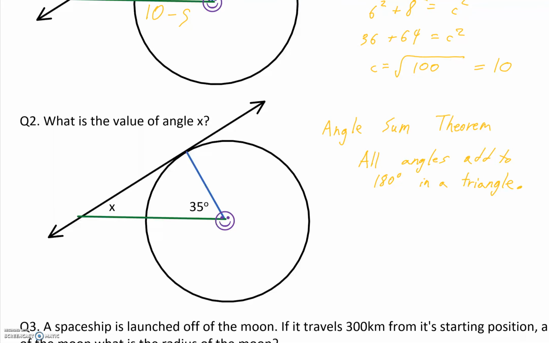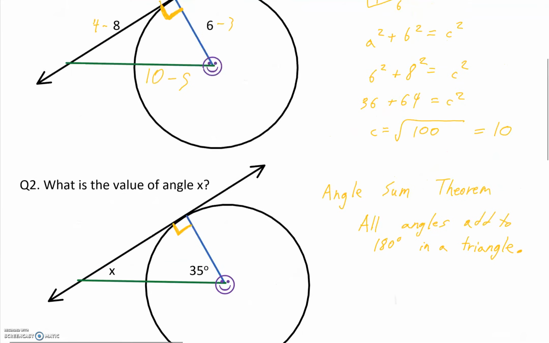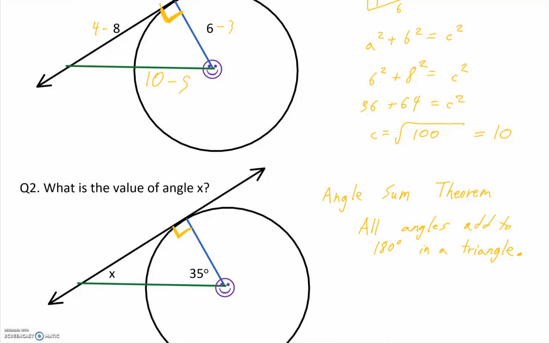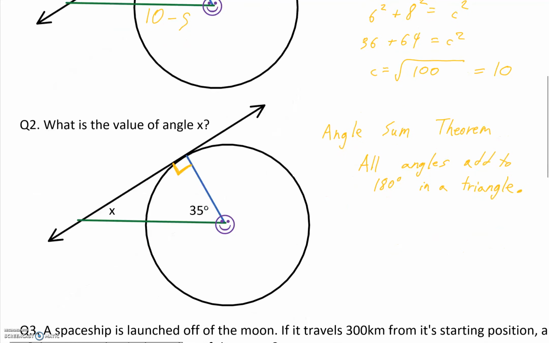So in this case, it's really helpful to know that this is 90, right? Because it's a tangent line, because it's to the radius, or to the center, we know that's going to be 90. Just in the same way we knew that was 90. But we can now use our angle sum theorem to go all the angles, A plus B plus C equals 180. And let me just draw out a triangle here for you.